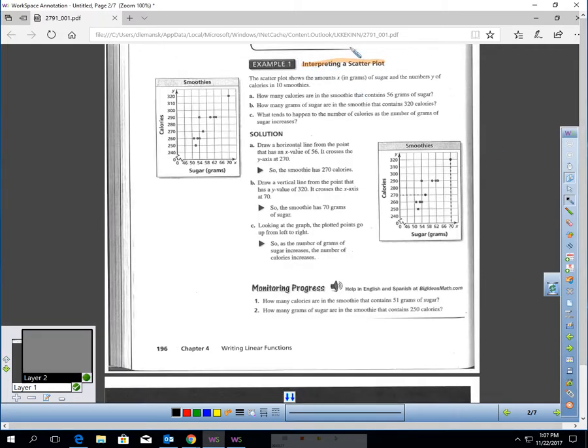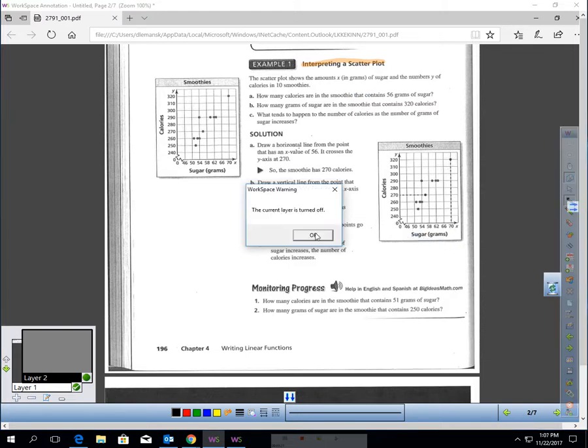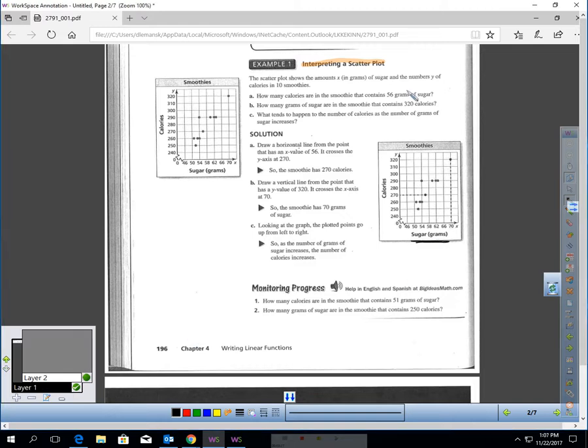Let's look at how we interpret a scatter plot. So this problem says the scatter plot shows the amounts x in grams of sugar. So you notice the x is sugar here, and the number y of calories. You can see y is the calories in 10 smoothies. Now I want you to notice when it says 10 smoothies, look at this graph. It has 10 points. There are 10 ordered pairs that have been graphed. That's what they mean by 10 smoothies. There's 10 of these.